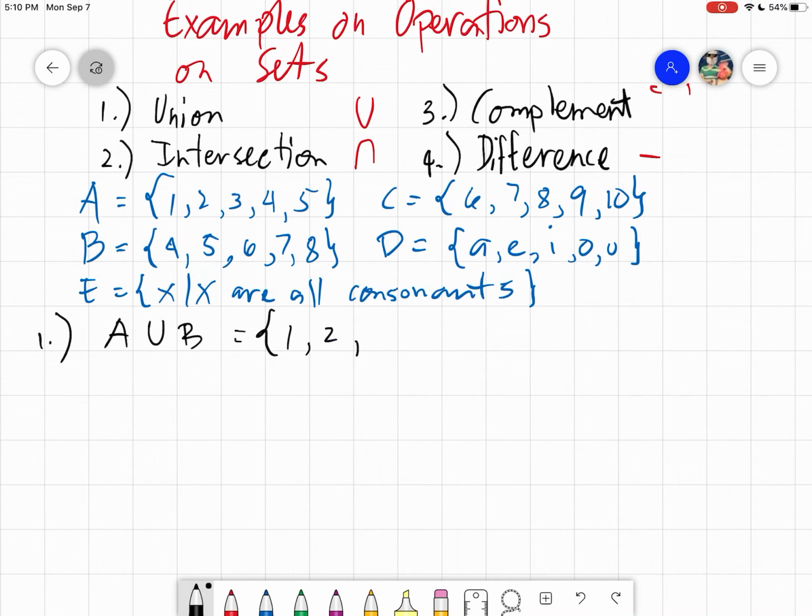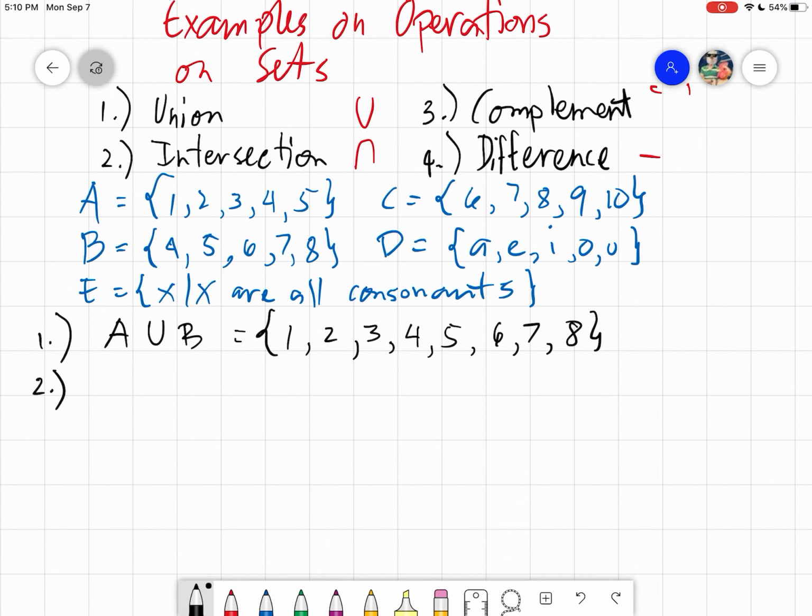So this would be 1, 2, 3, 4, and 5. That would be for the elements of A. And since B has 4, 5 already, we don't have to write it again. So we just write 4 and 5, and then we continue with the elements of B, which is 6, 7, and 8. And then close the braces. And that would be the union of A and B.